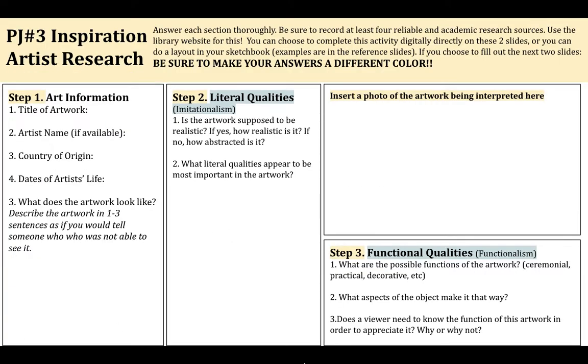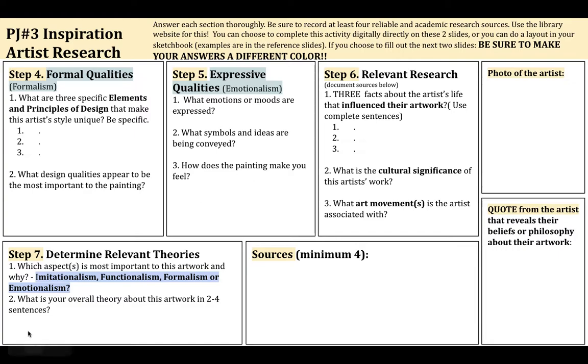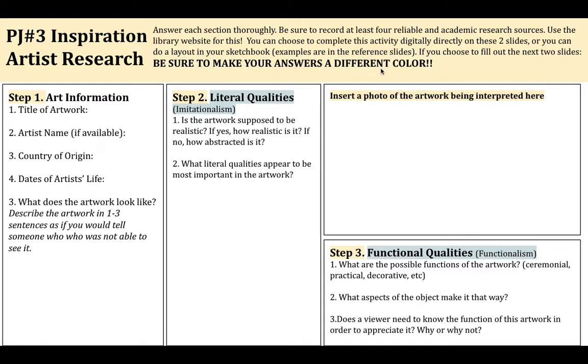So let's go back one slide. So step 2 has imitationalism. So do you think that the realism or the abstractedness of this artwork is the most important quality? If so, then imitationalism would be your answer for number 1 on step 7. If you go to step 4 and see the formal qualities, I'm sorry, I need to go back one. Step 3 and go to the functional qualities. Is the function of this artwork the most important to the overall knowledge of this artwork?